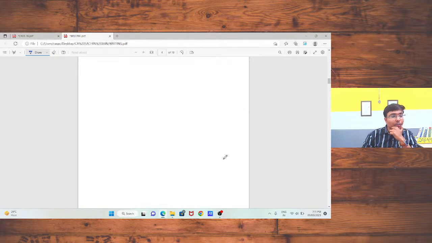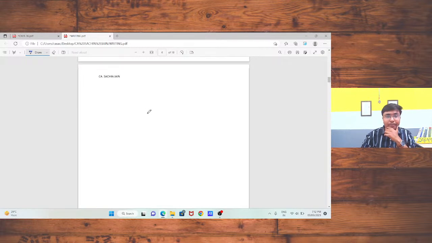Harikishan ji, I am not getting your point. Can you please clarify the same, or you may post your query on WhatsApp so that I can resolve your query, because I am not getting your point.